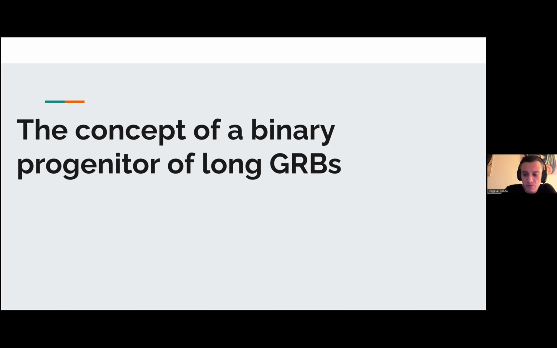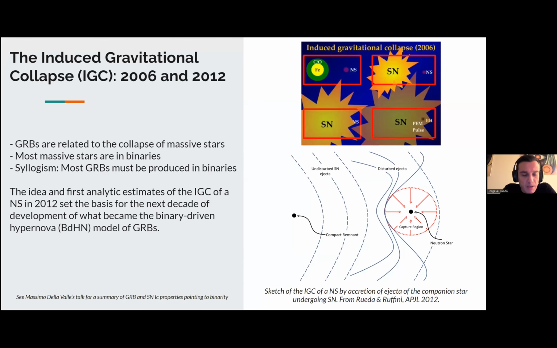Let me start with the concept of binary progenitor of long GRBs. We heard yesterday a very nice summary by Massimo Della Valle about GRB and supernova Ic properties that point to a binary progenitor for gamma-ray bursts. So just to recall, the long GRBs are often observed in association with type Ic supernovae. Type Ic supernovae lack hydrogen and helium in their spectra. So it is a special class of supernova thought to form in core-collapse events of massive stars without helium and hydrogen layers in the outermost part of the star. Of course we have to take this into account in the model, but I will come to that in a moment.